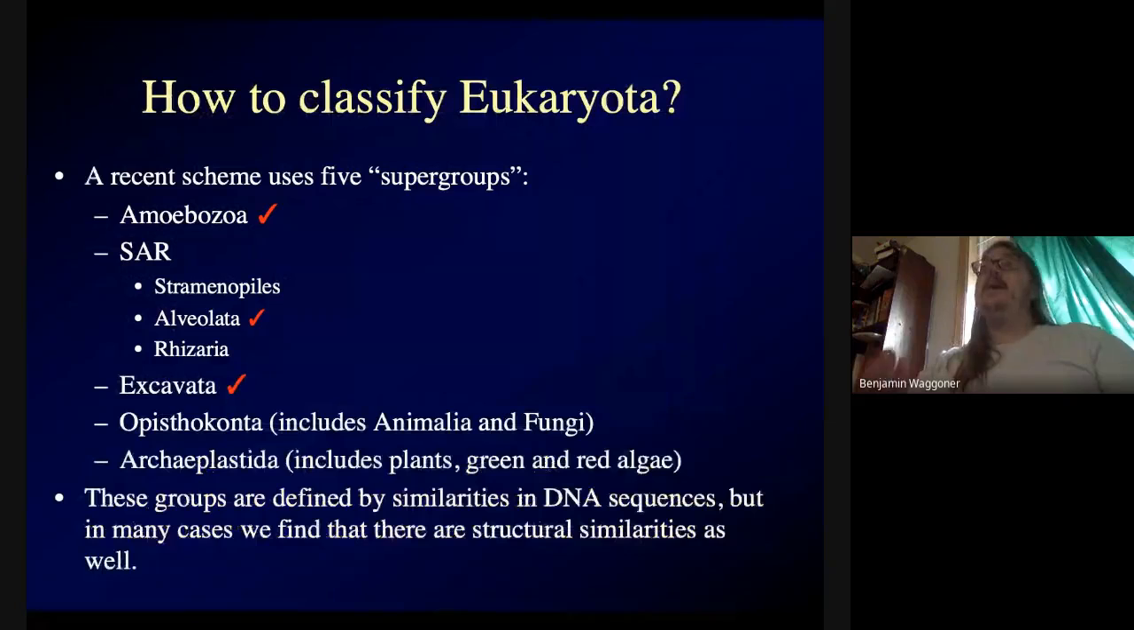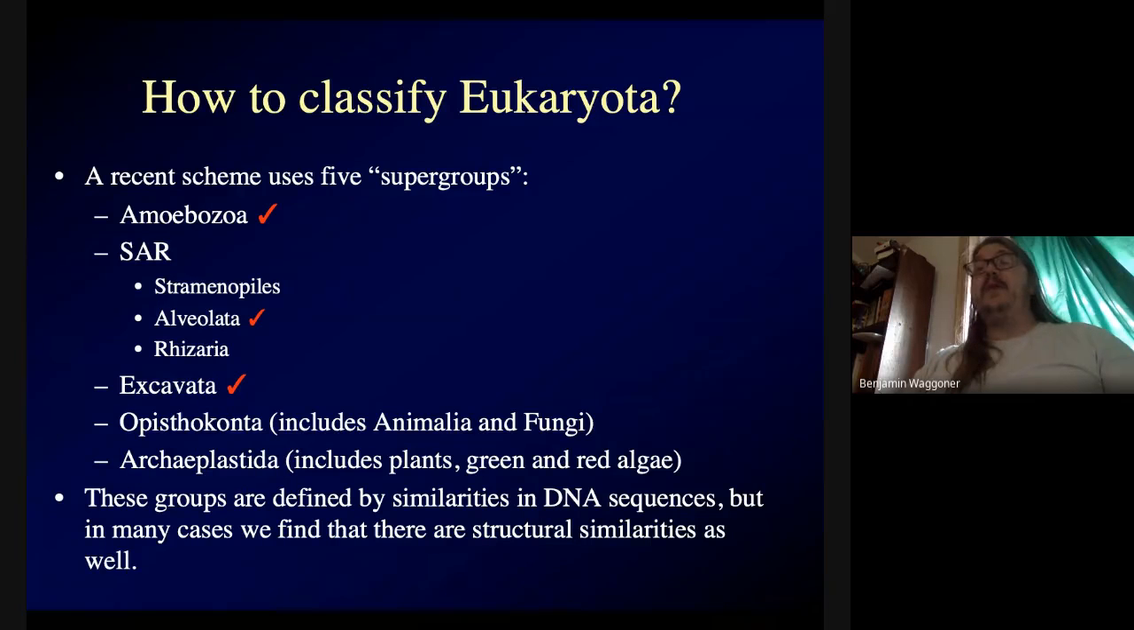So here we are back at this slide talking about the supergroups of eukaryotes. We've covered the amoebozoa. That includes Entamoeba, the causative agent of amoebic dysentery. We've talked about SAR. There aren't many parasites in the stramenopiles or rhizaria, but we did talk about the alveolata, which includes apicomplexa, as well as a few parasites in the ciliates and the dinoflagellates. And we finished with the excavata.